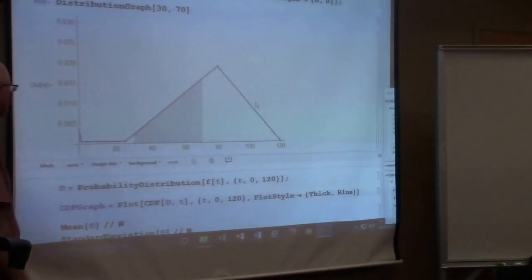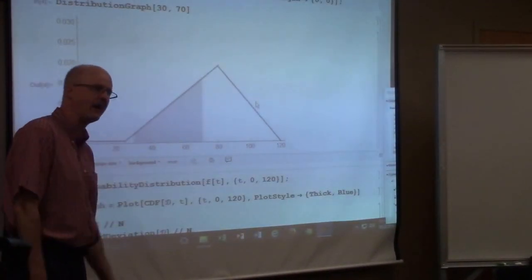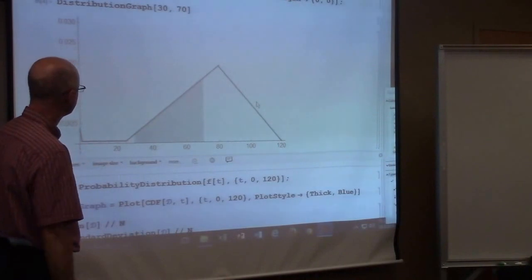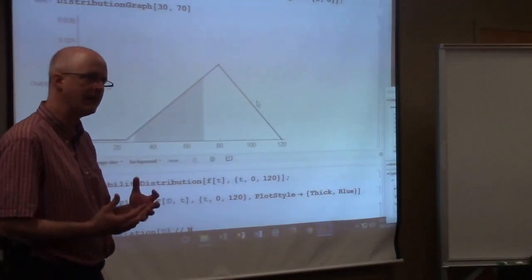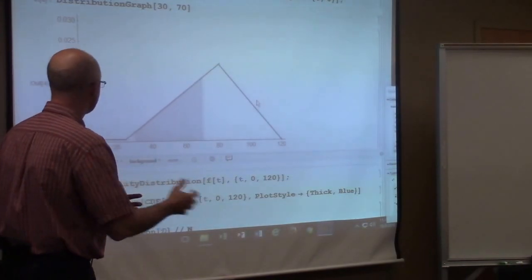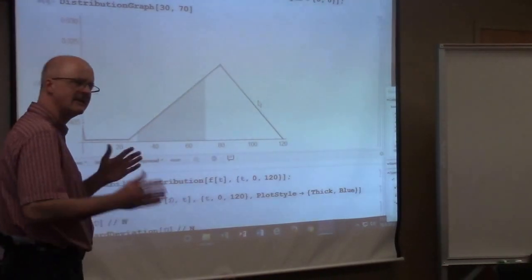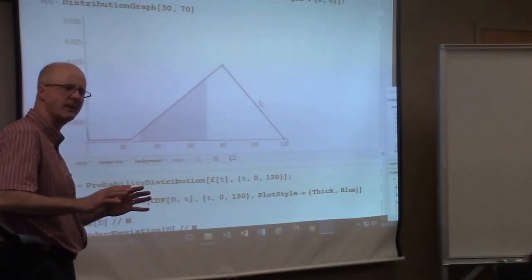There I've shaded the area from 30 to 70. So whatever that area happens to be, and you can figure it out as the area of a trapezoid, that would be, for this newborn baby, the probability that that baby would die between the ages of 30 and 70. This does only apply to newborn babies, by the way.